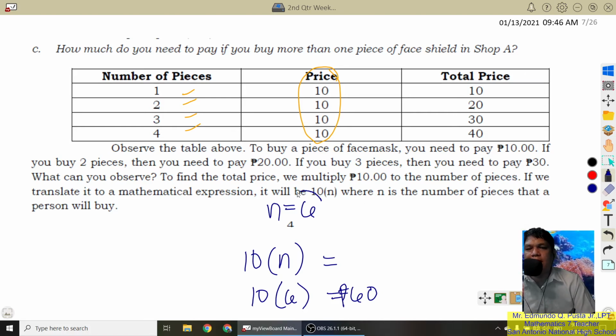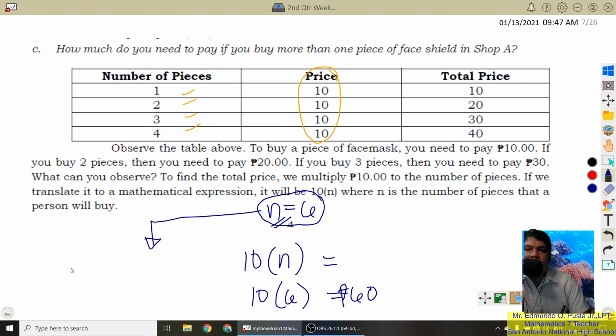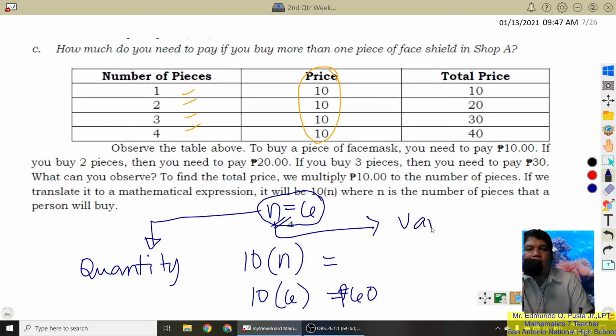So, we can have the value for the number of, or for the quantity. Okay? And we represent that quantity, or yung dami, as n. Ito, ginagamit nyo na to since elementary grades. Okay? Now, this n is what we call a variable. This one is a variable. So, later on, we're going to discuss what a variable is.